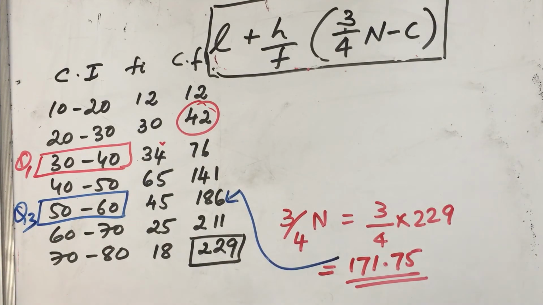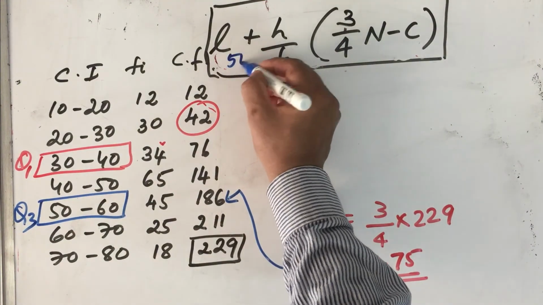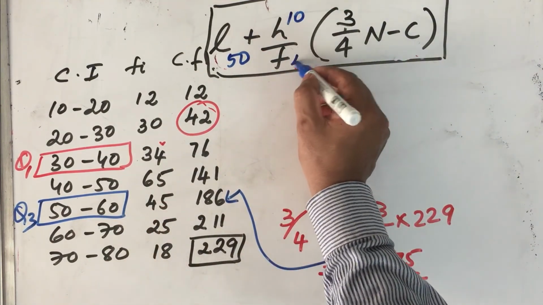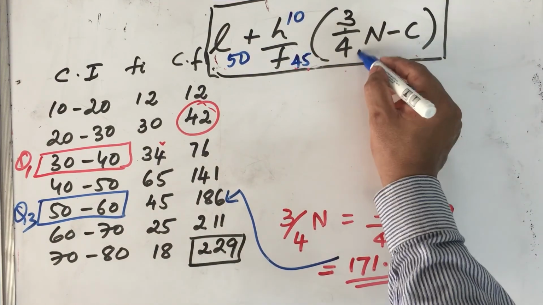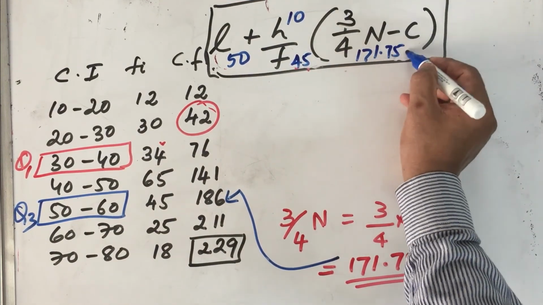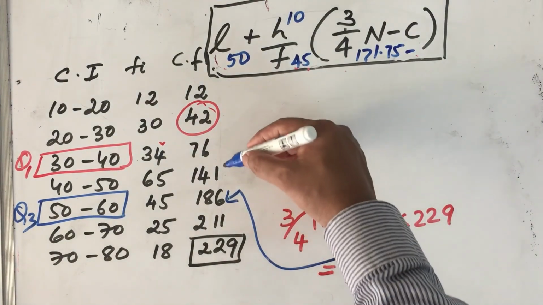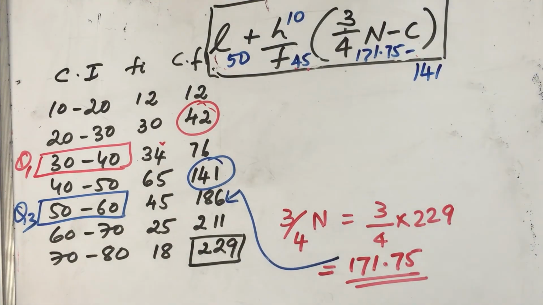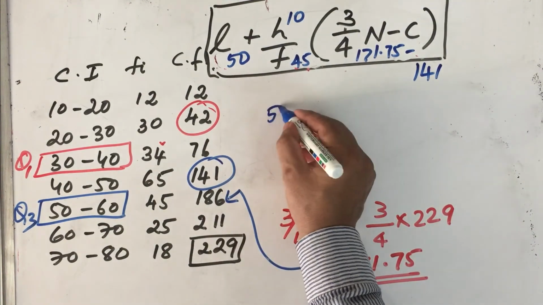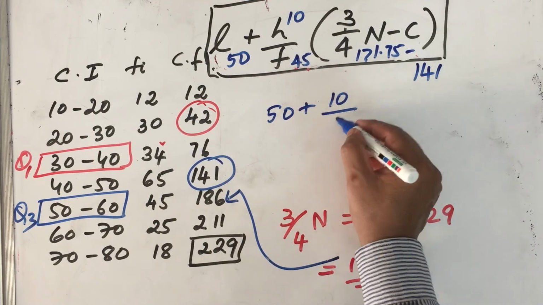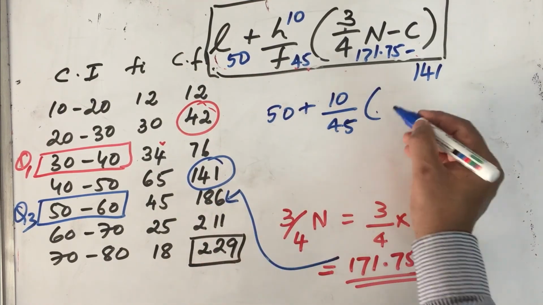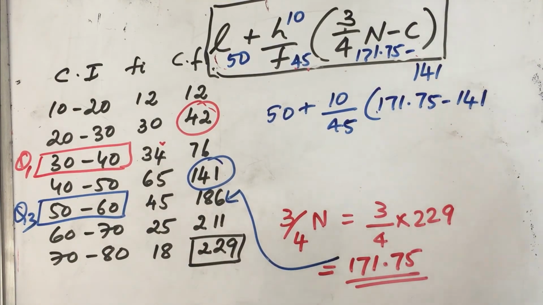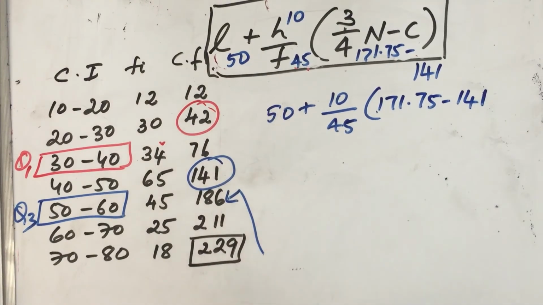Now we'll replace the values. L is equal to 50, H is equal to 10, F is equal to 45 here. 3/4 N is equal to 171.75. C is the preceding class, that is 141. So let us replace the values. 50 plus 10 by 45, now in bracket 171.75 minus 141.